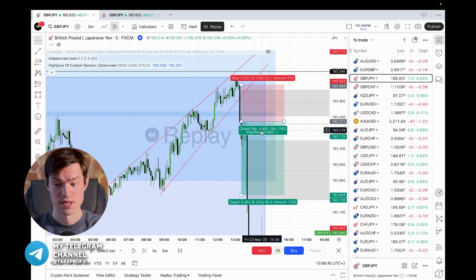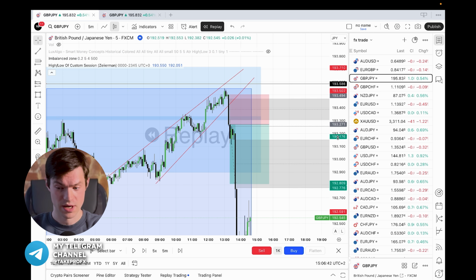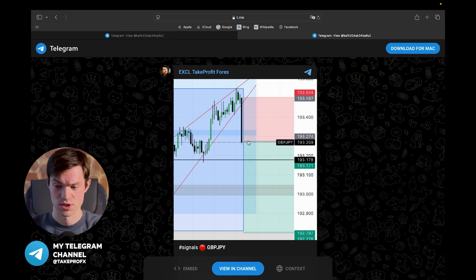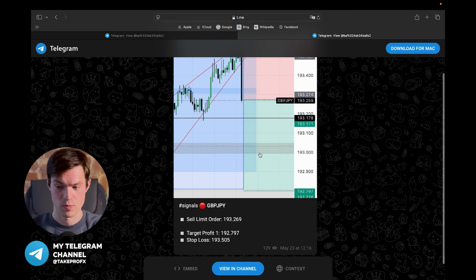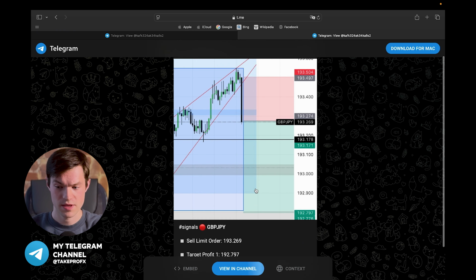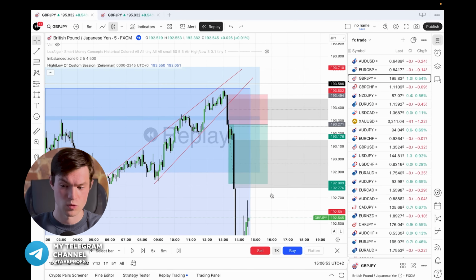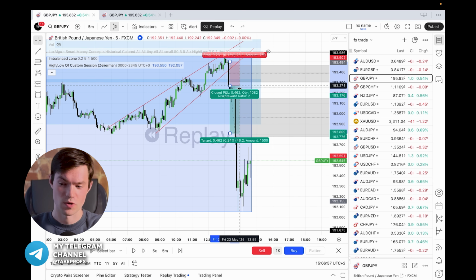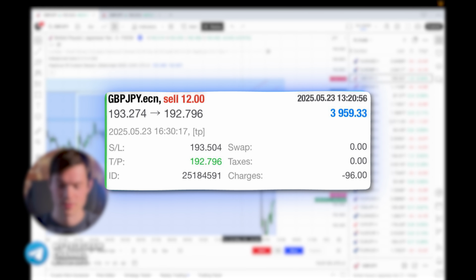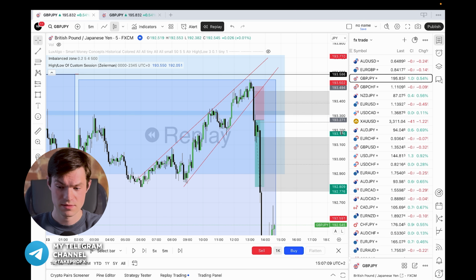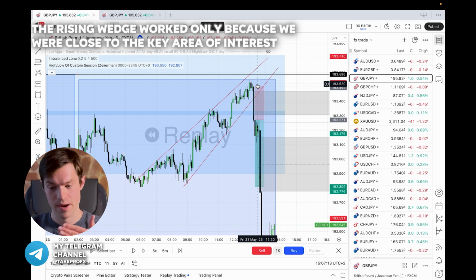The trade works out instantly, practically in a few candlesticks. The signal was given on time, so those who were watching the post in the channel at that moment could easily open the same good trade that I opened, with instant working out. This is how much profit this trade brought me, and this pattern, namely the ascending wedge, worked only because we were close to the key area of interest.